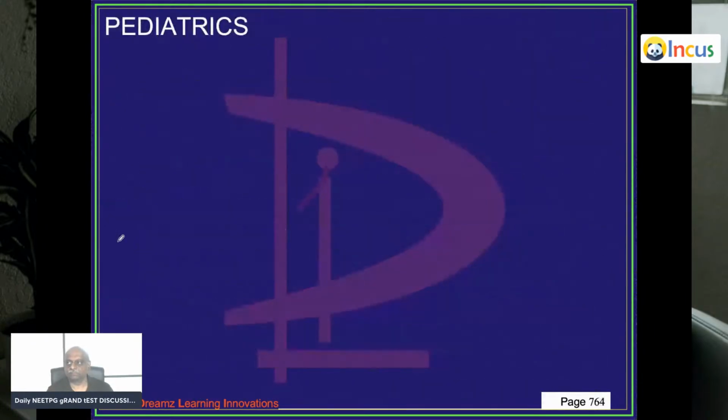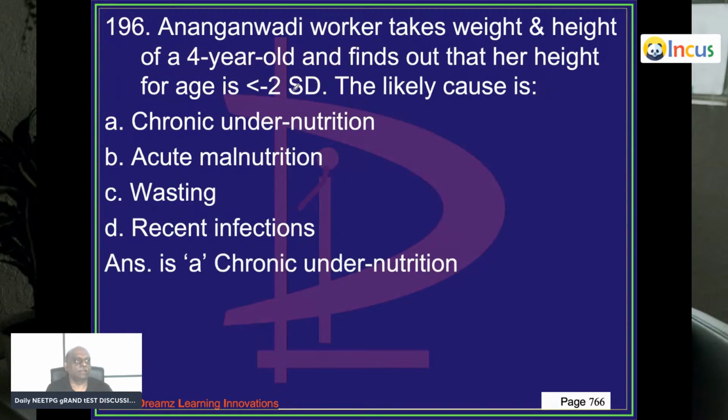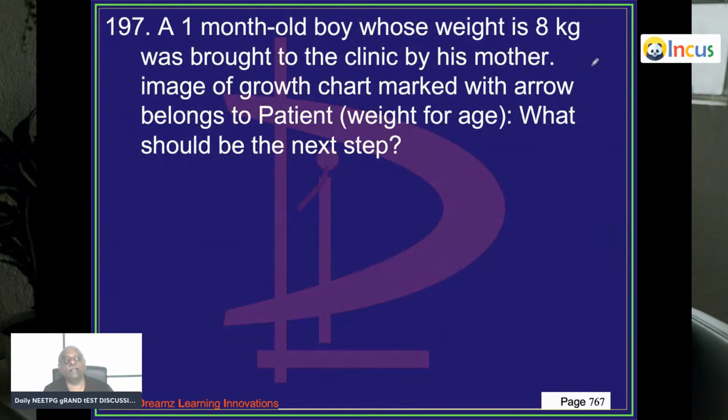Then, an Anganwadi worker takes the weight of a 4-year-old child and finds out that her height for age is less than 2 standard deviation. What is that called? Chronic undernutrition. Height is not acute. Height stunting will occur only if it is chronic malnutrition.